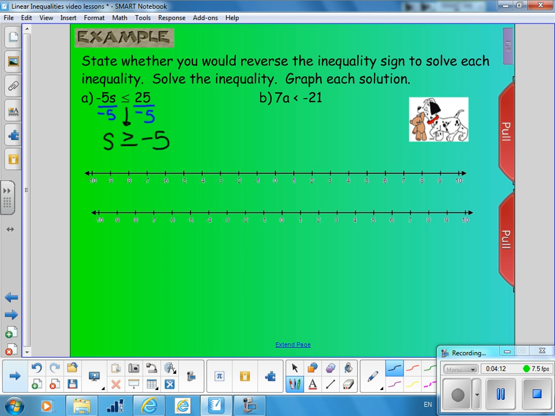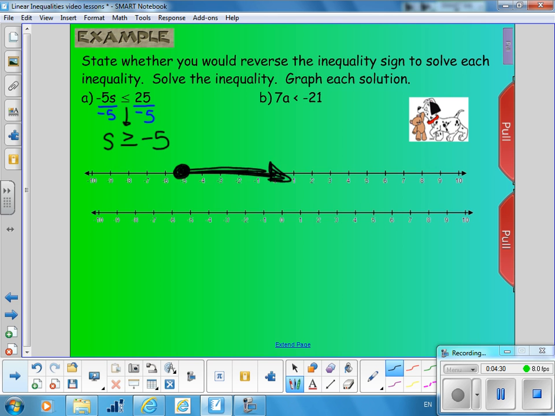And so if we are going to graph that, we are going to be at -5. It's an equal to, so we shade it. And we are saying that the variable part is larger than -5, and larger means go to the right.